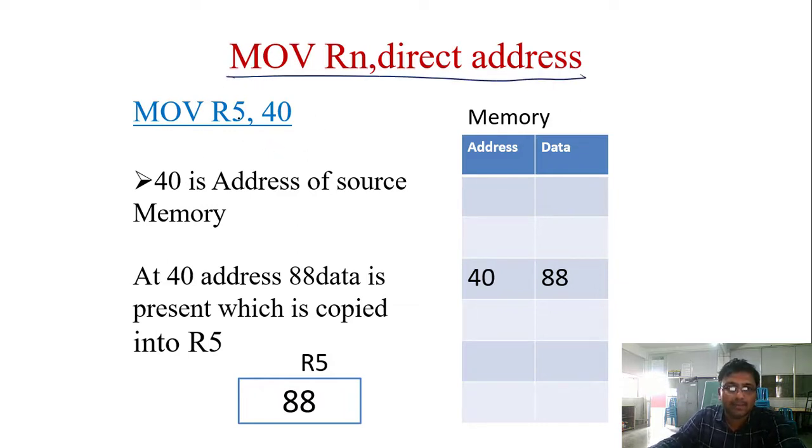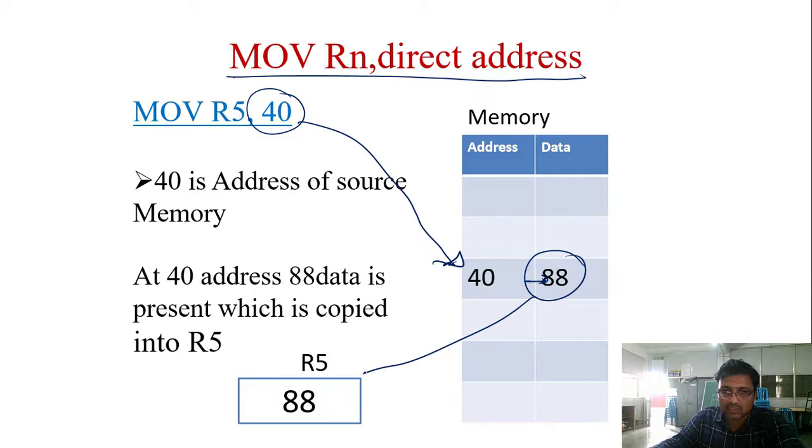So here is an example, move R5, 40. So it goes to that 40 memory location. My memory address here is 40 and the data present is 88. What it will do is copy the data, that is 88H, into the R5 register. So this is my R5 register value, the register address, and this 88 will be copied to R5. So 40 is the address of the source memory. At address 40 the data 88 is present, and it is copied to R5.